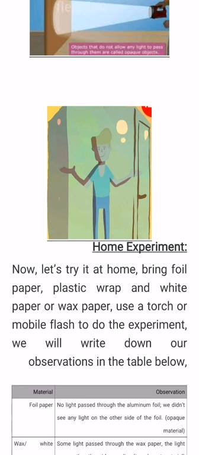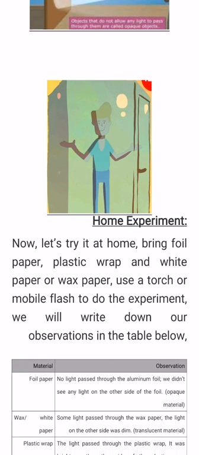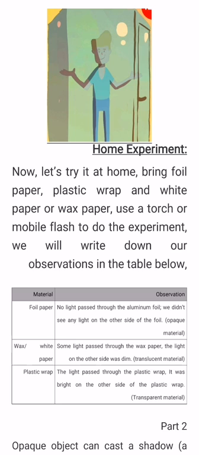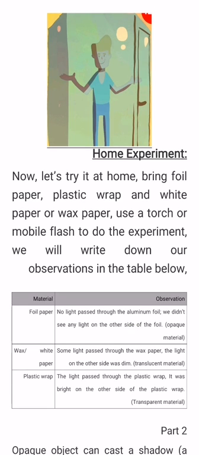So, now I want you to take each type of the materials you have, first of all the foil, and put the light in front of it. We'll check if the light passes through it or doesn't. So if it doesn't pass through it, you have to write down your observation and categorize the foil as transparent, translucent, or opaque material. And do the same with the rest. Then you can come back and look at this video so you'll find out the answer.